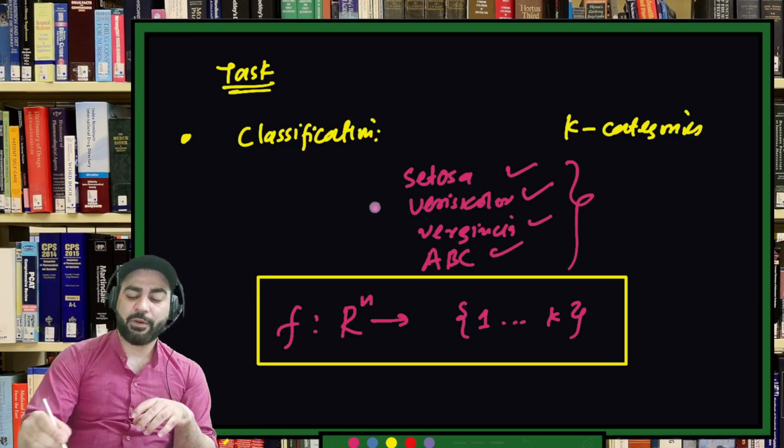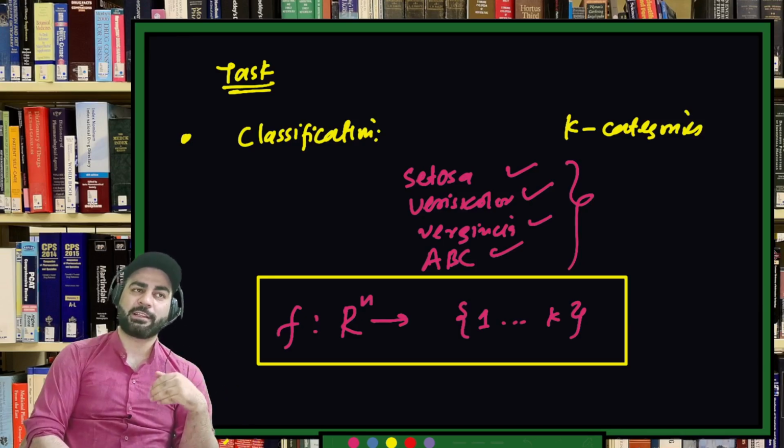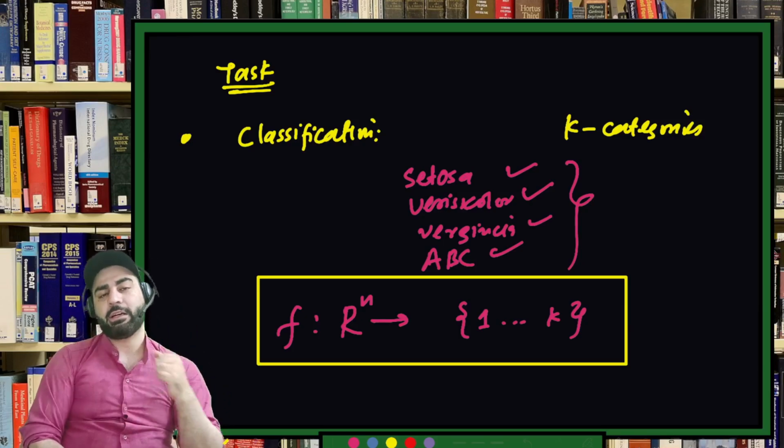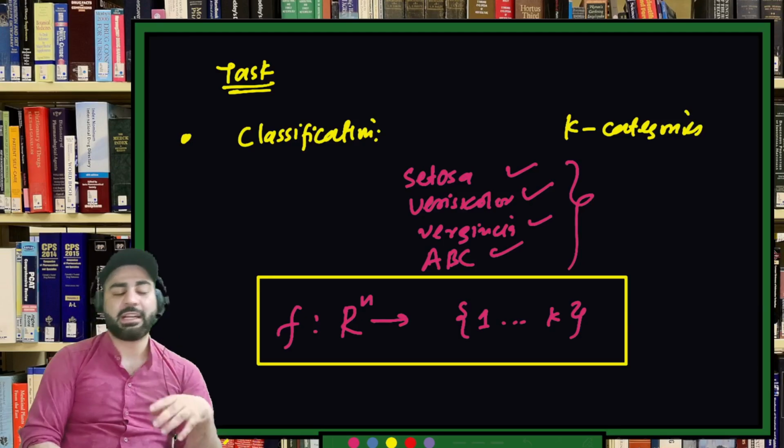Okay, I gave an example of classifying these four types of flowers. A classification task can also be, let's suppose, for handwritten digits. We have 10 digits, and we want to recognize them. We want to classify them. This is one of the tasks.